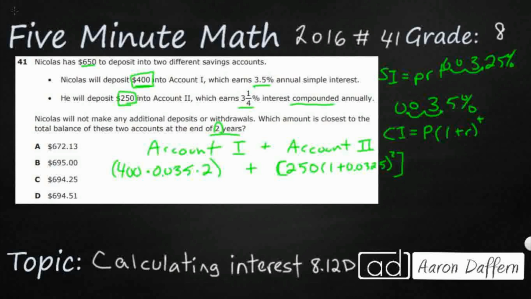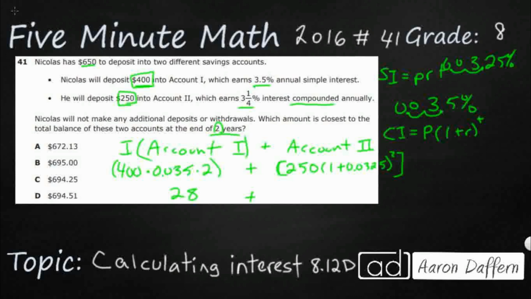Let's get our calculators out and simplify each of these accounts. So account 1, 400 times 0.035. That's 14 times 2. Wow, $28. That's how much interest you've got. That's not going to be very fun, so that's going to be the interest for account 1. Not a whole lot there.